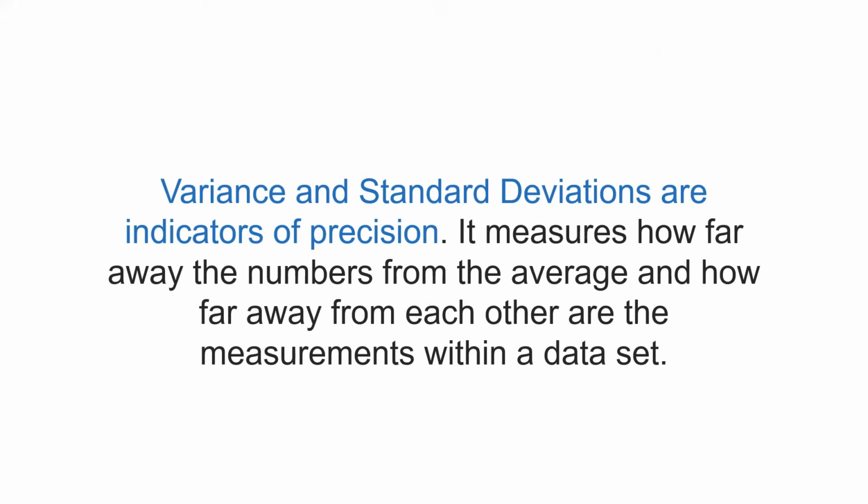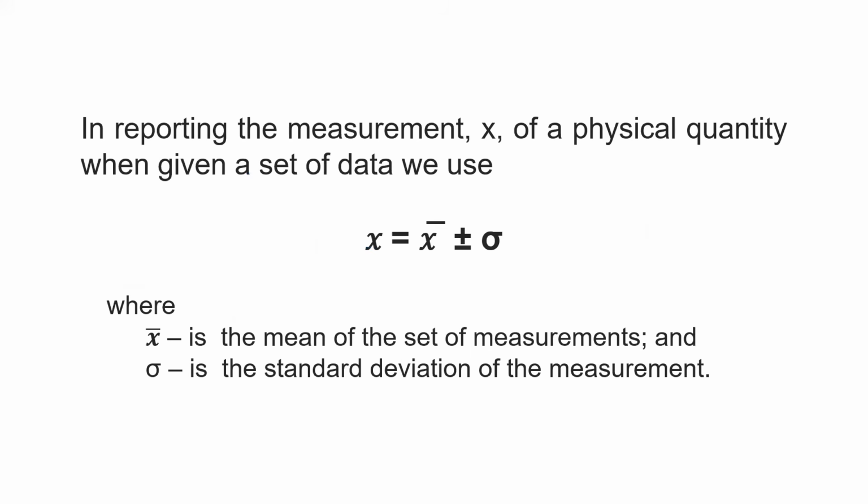So although standard deviation is an indicator of precision, standard deviation can also be used as an expression of our error in measurement. So nagagamit natin yung standard deviation to express the errors in measurement. Therefore, it can be used to identify the accuracy of your measured value. So paano yun nangyayari? Let's see how measurements are reported. In reporting the measurement X of a physical quantity when given a set of data, we use this expression. X is our measurement and X bar is the mean, plus or minus the standard deviation.